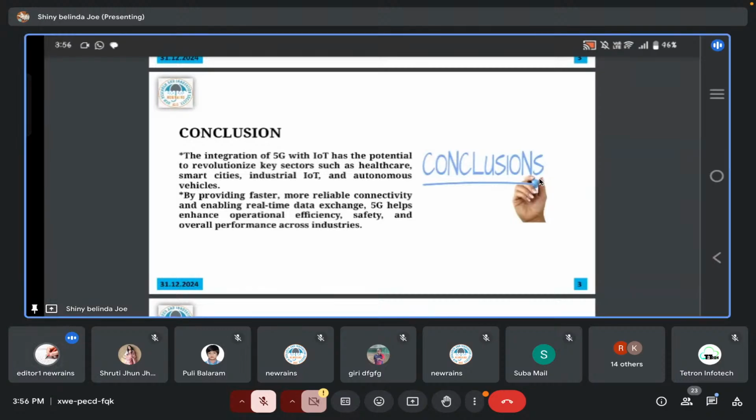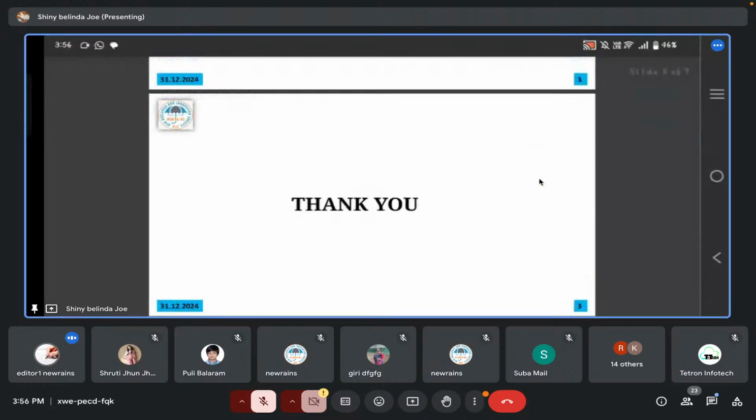So 5G plays a vital role in day-to-day life, and we are using it very clearly. This is the advanced Internet of Things with 5G, and the role it plays in the internet today. Thank you, sir.